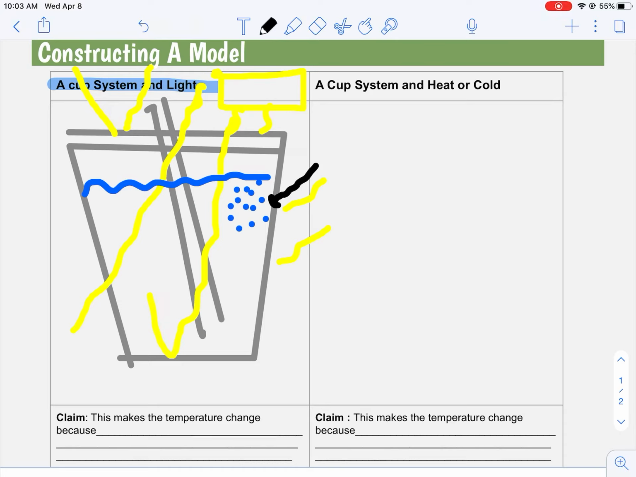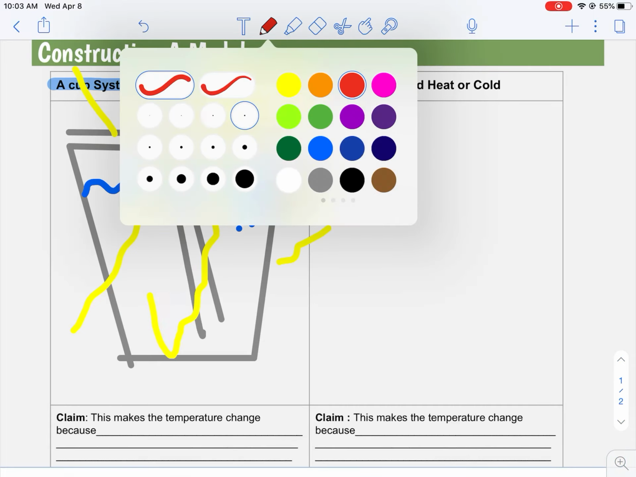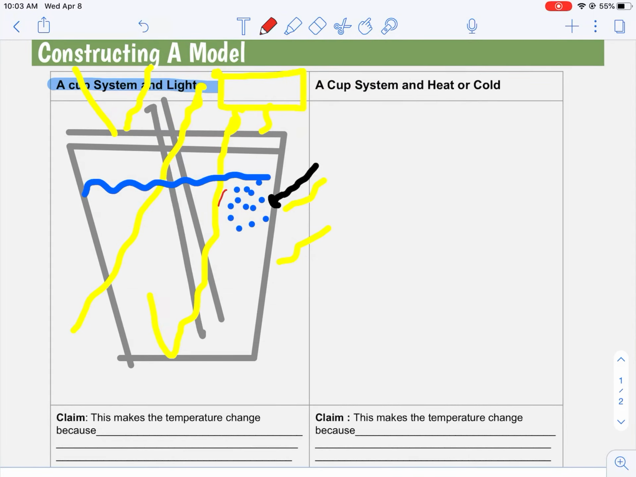So we have to think back to our last unit. We learned about solids, liquids, and gases. How does the energy affect the speed of the water molecules? We learned that the more energy we have, the molecules are going to travel faster. The less energy we have, the molecules are going to travel slower. So if you believe that the light is going to influence the water molecules, maybe it's going to make them move faster, then maybe you should put some arrows in here that are showing that that light is going to help move those water molecules.